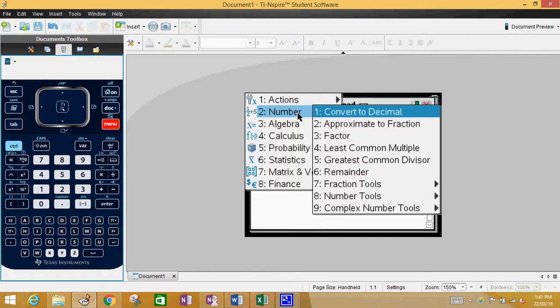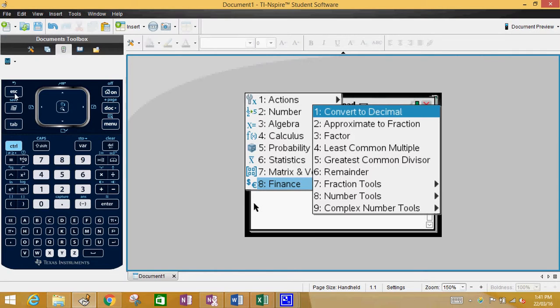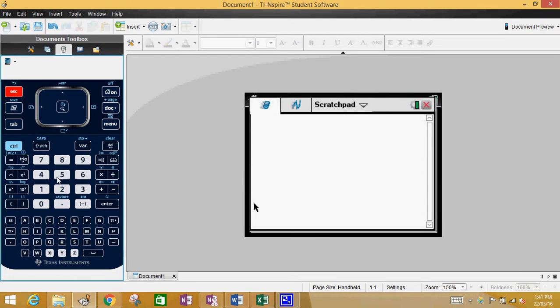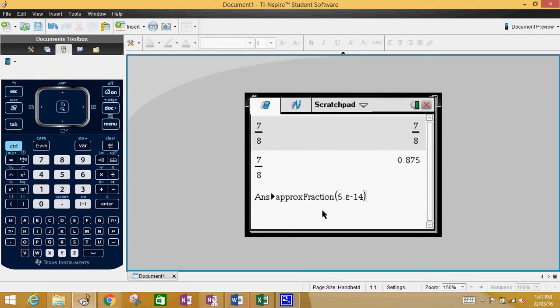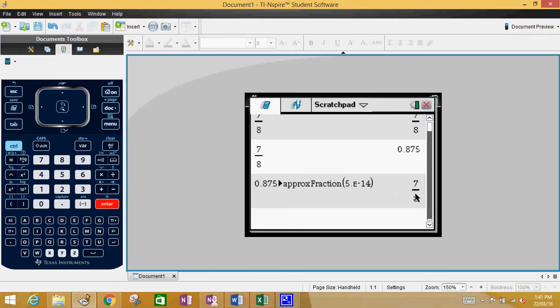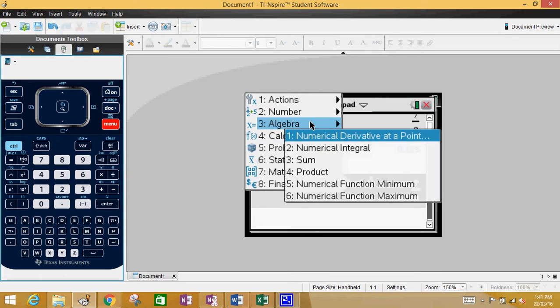If we go back to menu, the next one, algebra, sometimes you want to convert your fractions into decimals or decimals into fractions, but there is actually an easier way that you could do this. So let's pretend I have 7 divided by 8, and it gives 7 over 8. If I want to get it to a decimal, just do control, and this is approximate, so control enter, and it gives it into a decimal. I want to put it back into a fraction, go to menu, numbers, approximate to fraction, and it gives you 7 over 8.